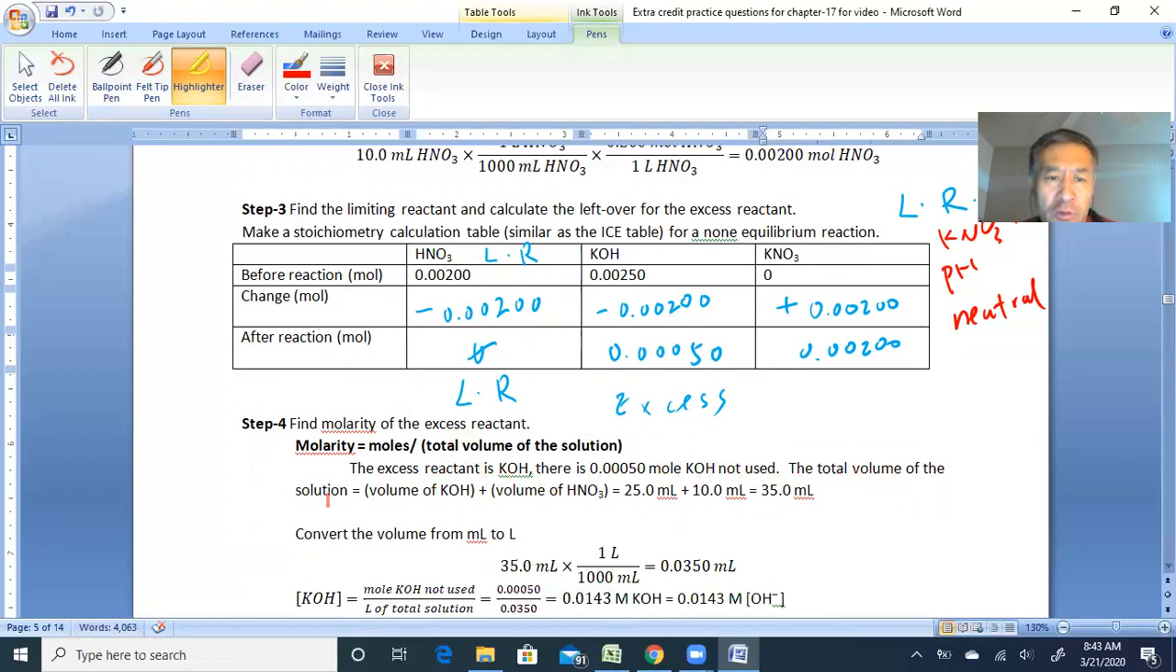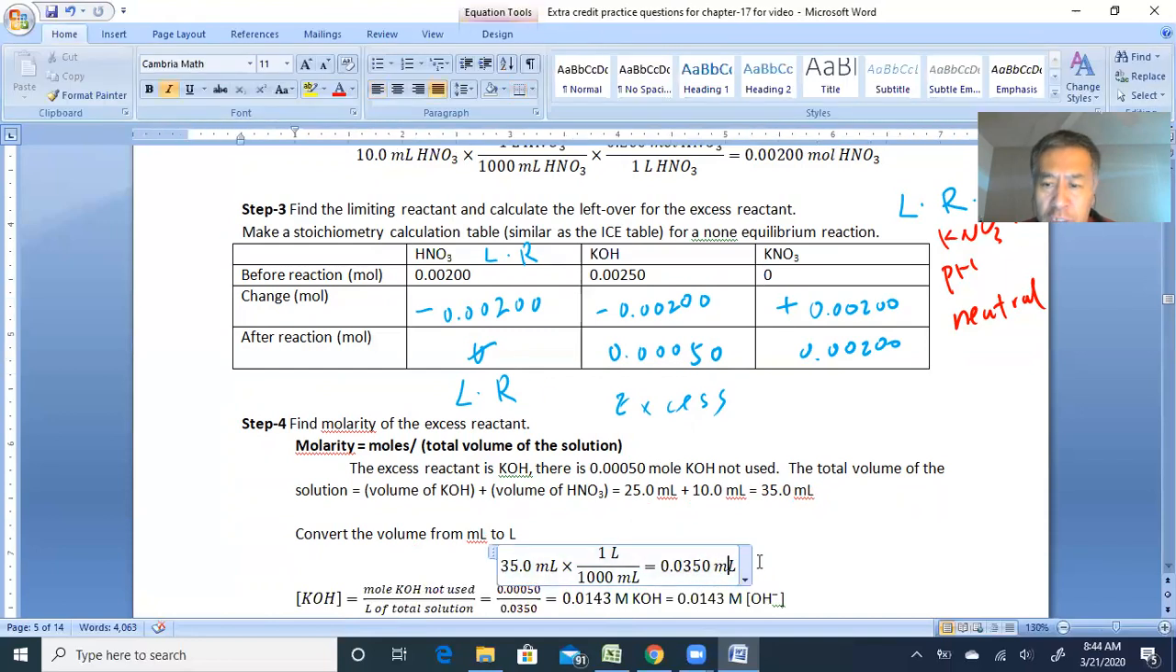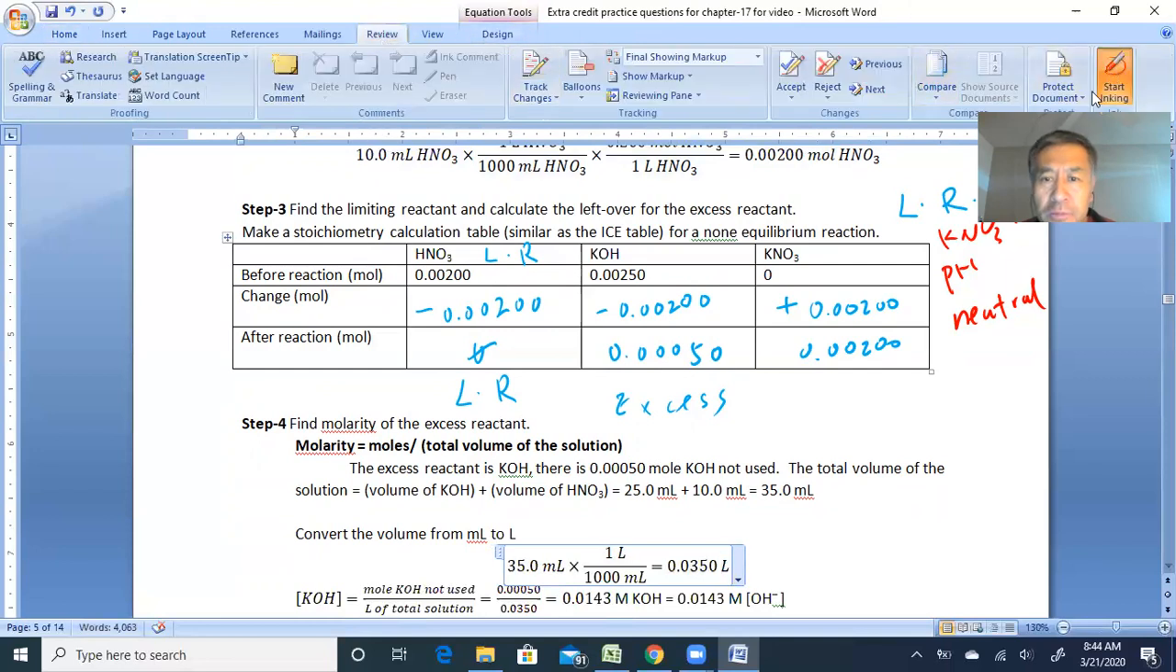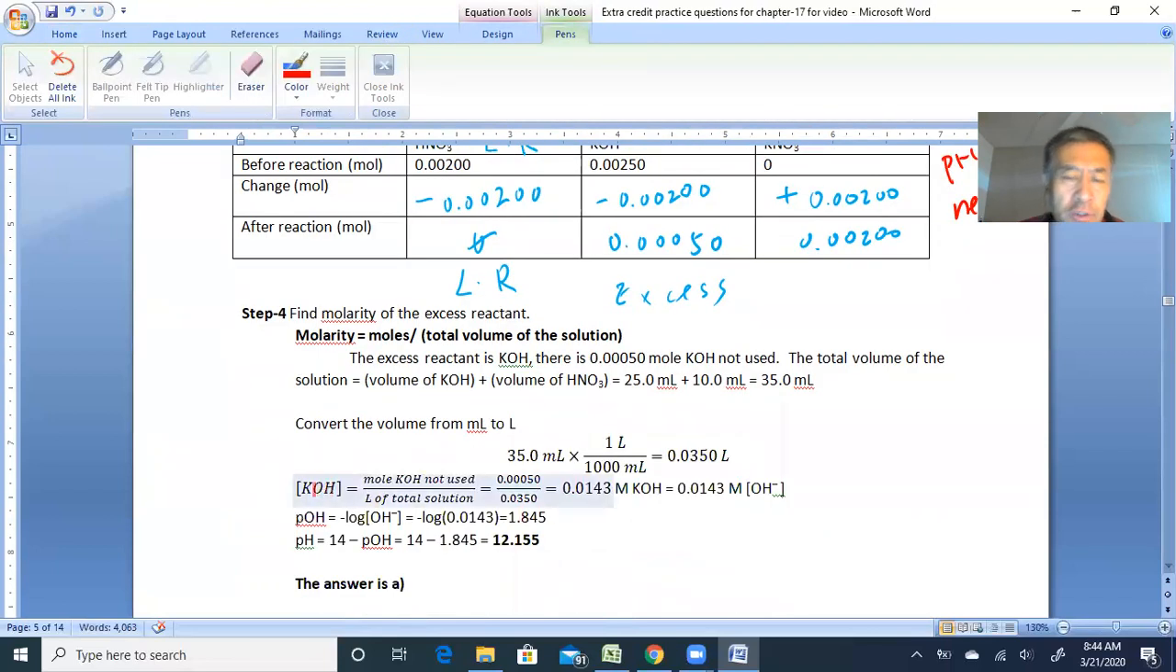And the total volume so far: we have 25 milliliter of the base, and we have 10 milliliter of the acid, so altogether we have 35.0 milliliter. We're converting milliliter into liters by using this equation. So here we forgot to change, so this will be the liters. So therefore, the molarity of KOH equals moles of KOH not used divided by liters of the total solution.